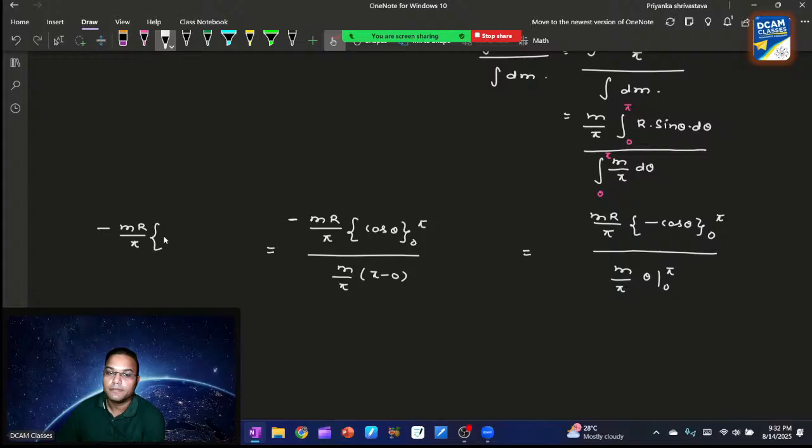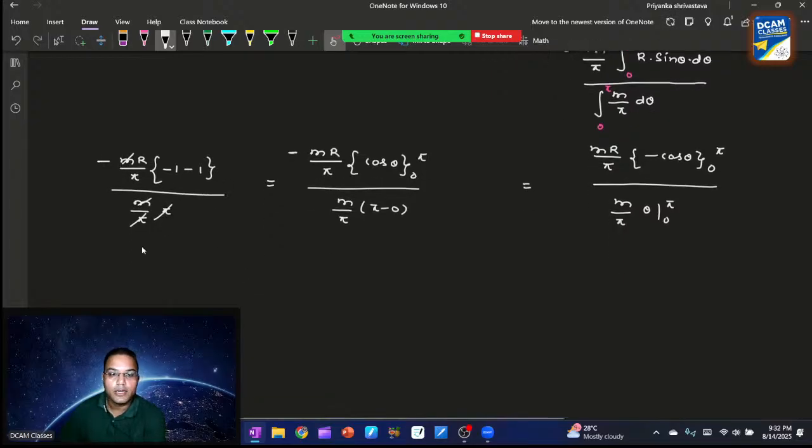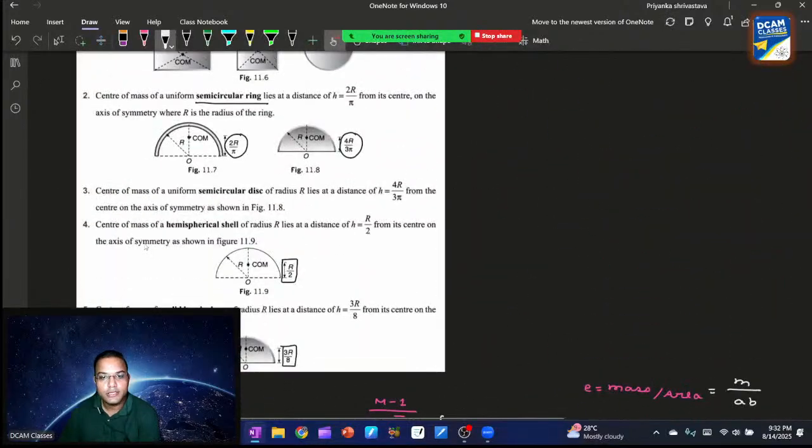Cos pi is minus 1. Cos 0 is again 1. So minus 1 divided by m by pi into pi. Pi will cancel. We are getting 2r by pi. We have got the y center of mass as 2r by pi. I think this was the result, 2r by pi.